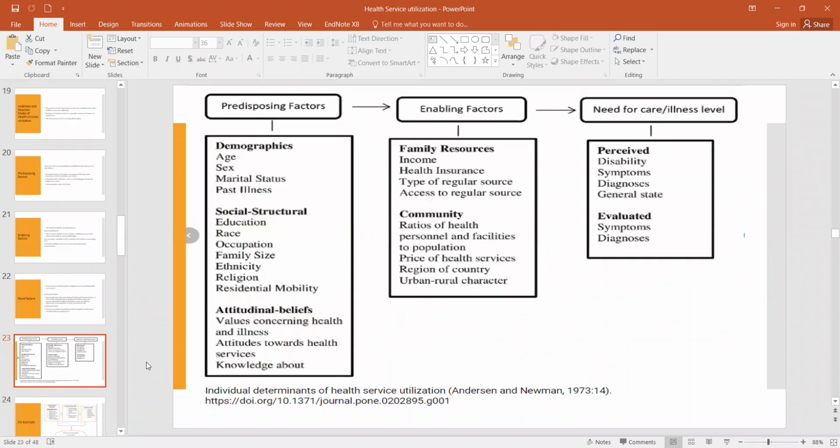This is the diagrammatic representation of the Anderson and Newman model. These are the predisposing factors, in which demographic, social culture, and attitude beliefs are included. In enabling factors, family resources and community are involved, and then the need for care and illness, which is perceived and evaluated.